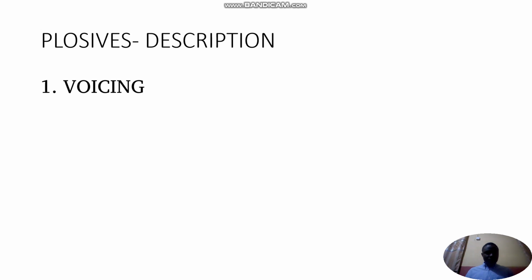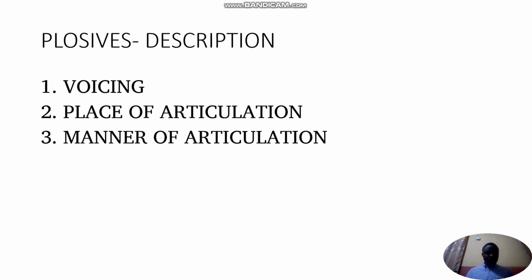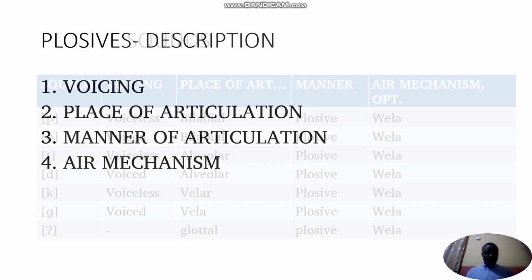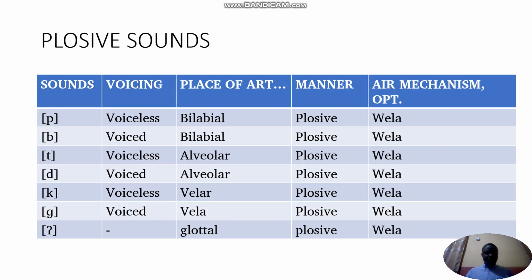So just to state the standards in description again: it begins with voicing, place of articulation, manner of articulation, and air mechanism. This must be familiar. These are very familiar sounds that we've learned in some of our lessons already. So let's go through it, beginning from the voiceless bilabial plosive P.